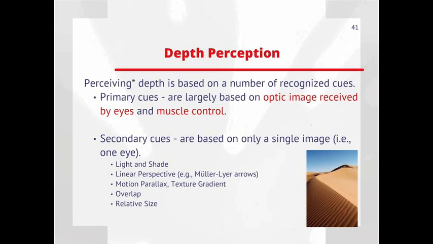So depth perception is something else that people do, and perceiving depth is actually based on a number of recognized cues that physiologists and psychologists know. The primary ways that we perceive depth are based largely on the optic image received by our eyes. The fact that we have two eyes means we can perceive stereoscopic vision, and we also have muscle control. When we are looking at things that are far and near, our eyes' muscles are positioned differently.